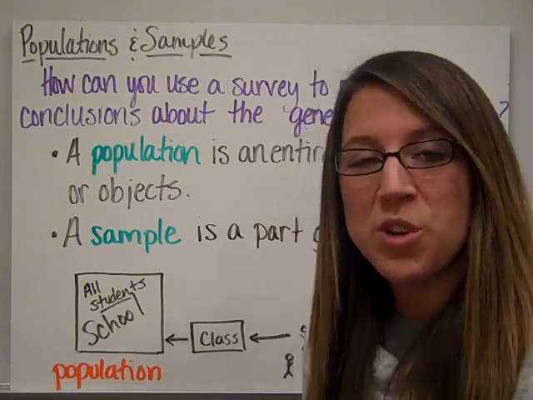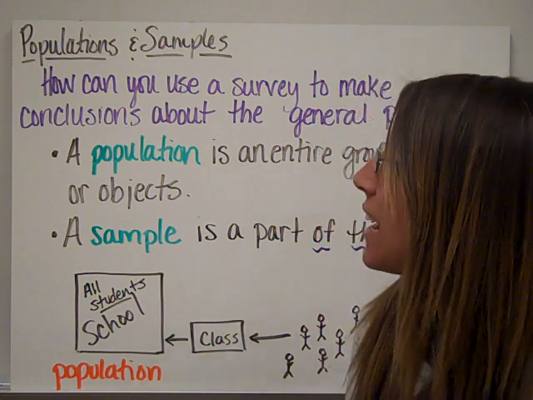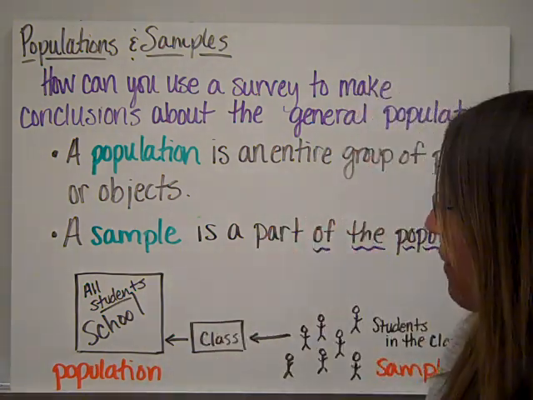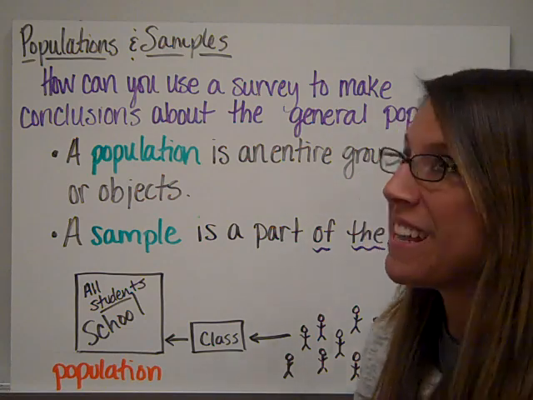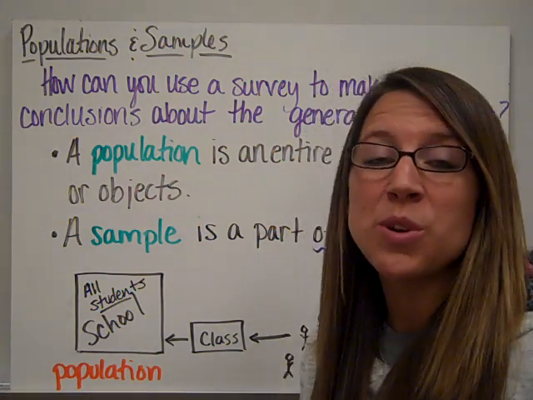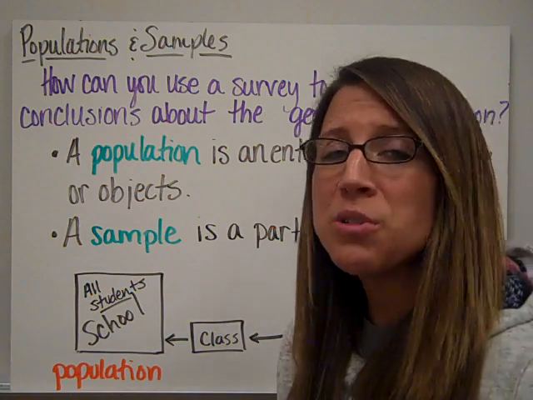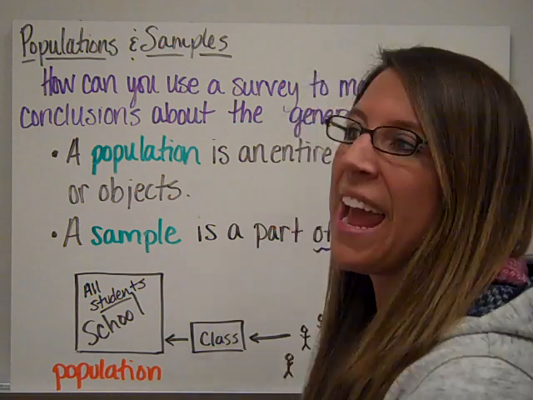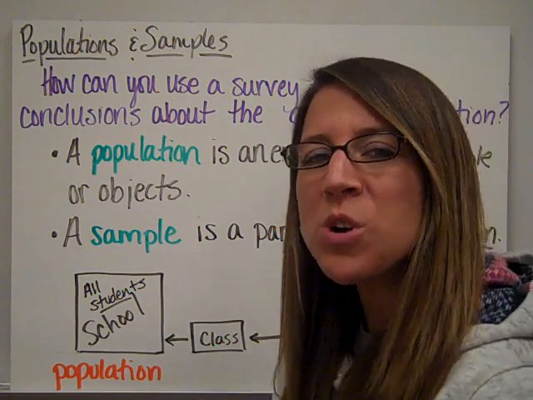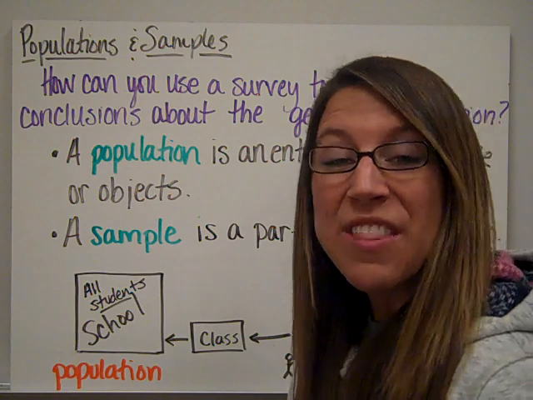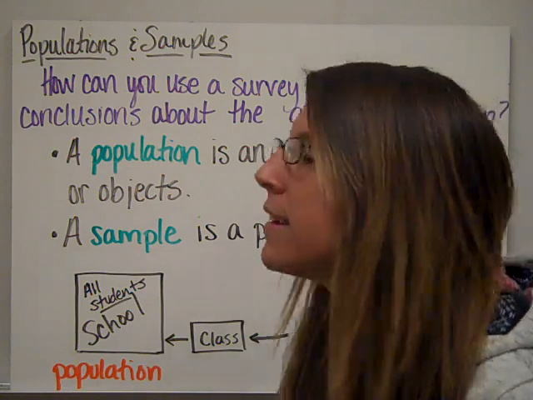This is an introduction to populations and samples. So, how can you use a survey to make conclusions about a general population? This gets into when people take surveys for anything. Usually people can't survey everyone. And so we survey a small portion of the population and then use that information to make generalizations about everyone.